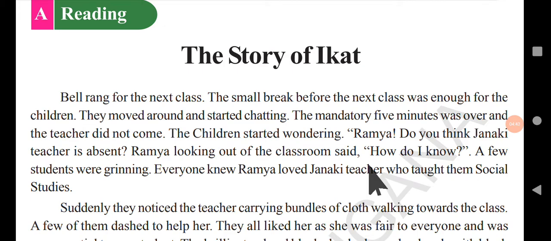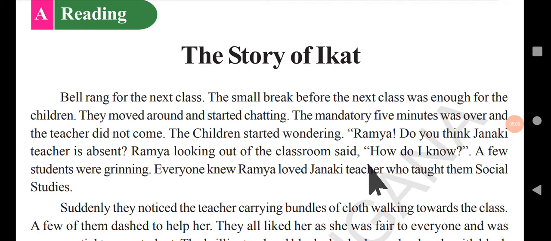Okay, so here the bell rang for the next class. The small break before the class was enough for the children. So there was a break before this class, so immediately there was a bell for the class. They moved around and started chatting. The mandatory 5 minutes was over and the teacher did not come.